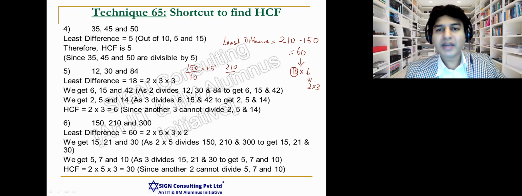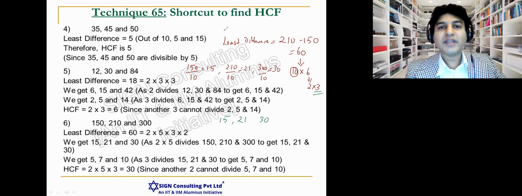Fine. Now I have to check whether these three numbers are divisible by 3. So I have 15, 21, and 30. I very well know that the answer is yes. 15 and 3 goes 5 times. 21 and 3 goes 7 times. 30 and 3 goes 10 times. So I know that in my answer, I'll also have 3.